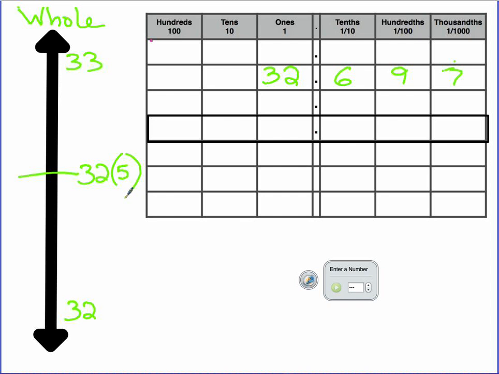Let's look at our number. We have the number 32. And what's the number right after it? 6. Is 6 greater than 5? So where would I put my number? Above or below? Above.